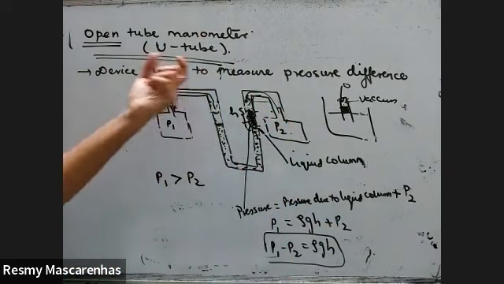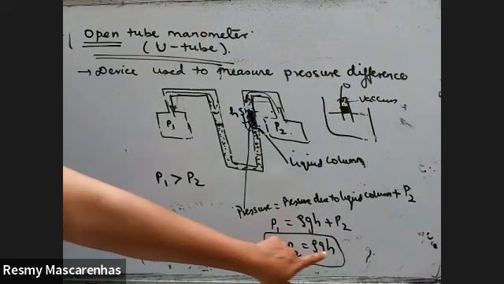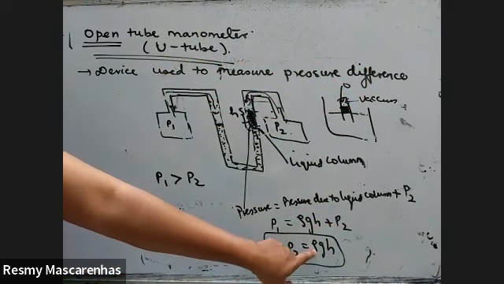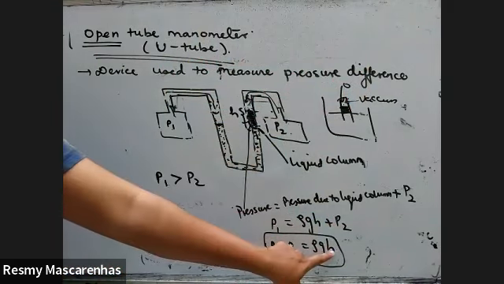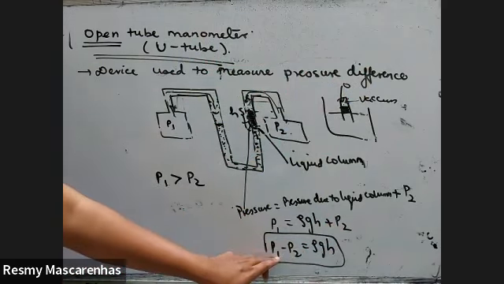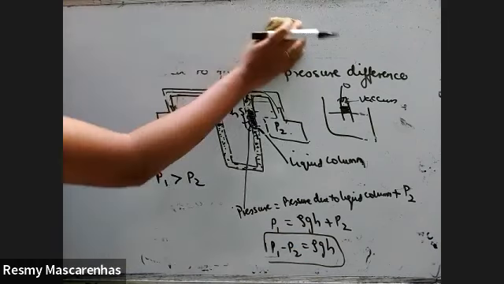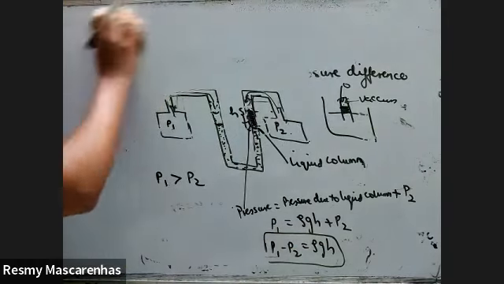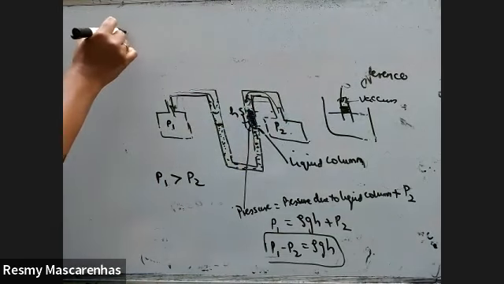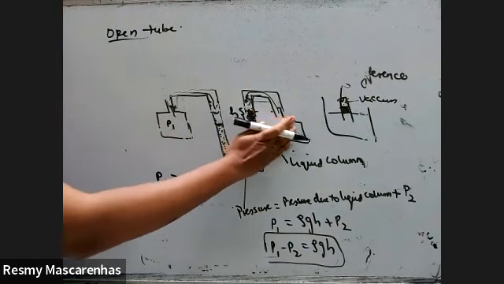You can always calculate it with this device used to measure pressure difference. The gravity will be fixed and the density of the fluid will be fixed, so the more the height, the more the pressure difference. If both pressures are equal, the height will be 0.